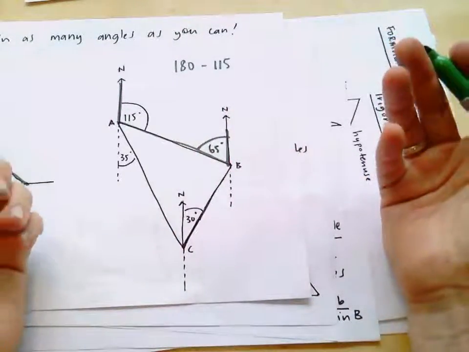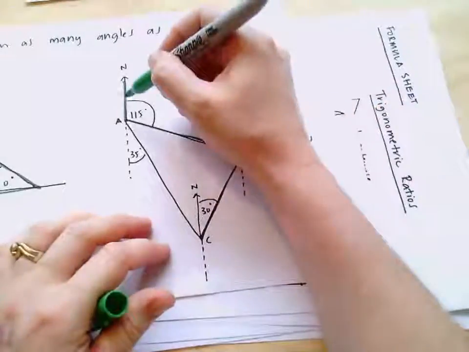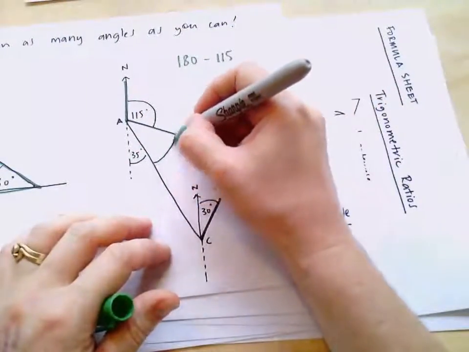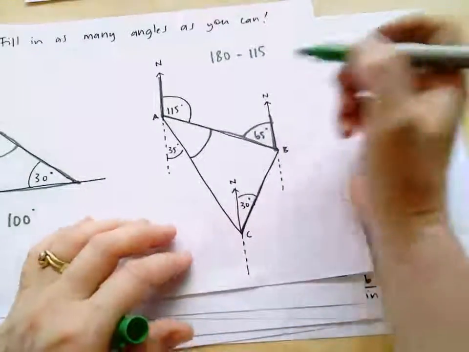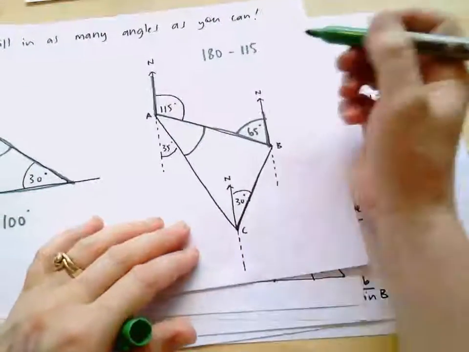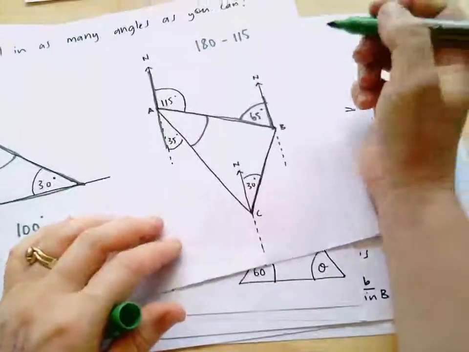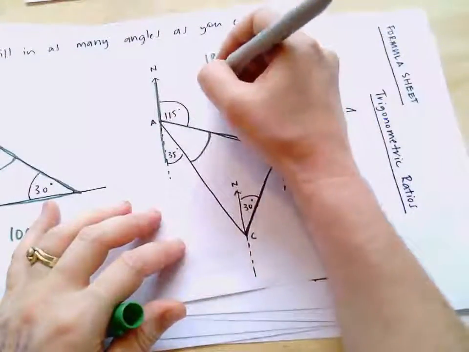Now I'm going to look at what else I can work out on this diagram. If I know that that's 115 and I know that's 35, I can work this one out, because I know that these three angles must add up to 180 since they are on a straight line. So I'd say, well, what's 115 plus 35?